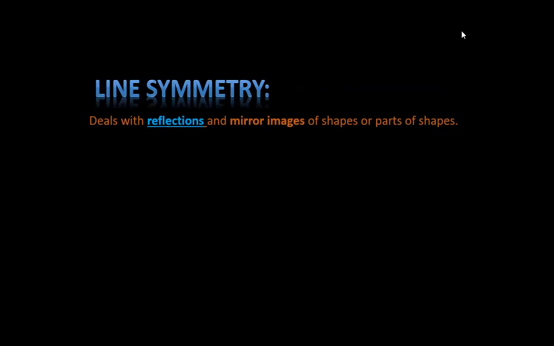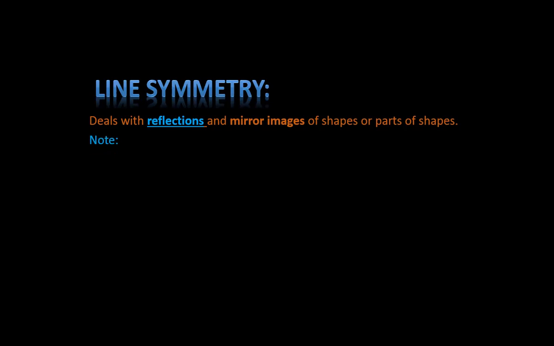So let us start with number one, line symmetry. And what is line symmetry? Line symmetry deals with reflection and mirror image of shapes or parts of shapes. That means if we stand in front of a mirror, we can see ourselves. This is reflection. This reflection of us in the mirror is line symmetry. You can see the same of your body in the mirror. So it deals with reflection of shapes.